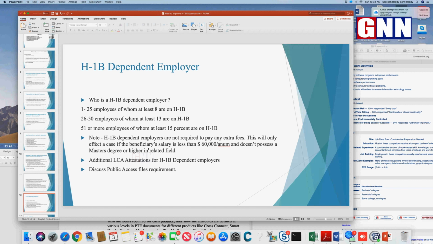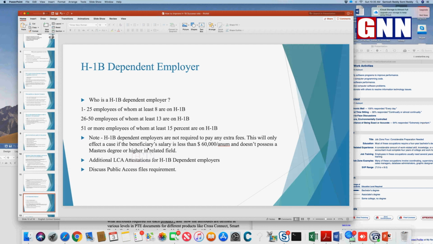Or if you have between 26 to 50 employees, of which 13 or more are on H1B, then also you are considered as H1B dependent. Or if you have more than 51 employees, then we look at if you have more than 15%, then also you'll be considered as H1B dependent.